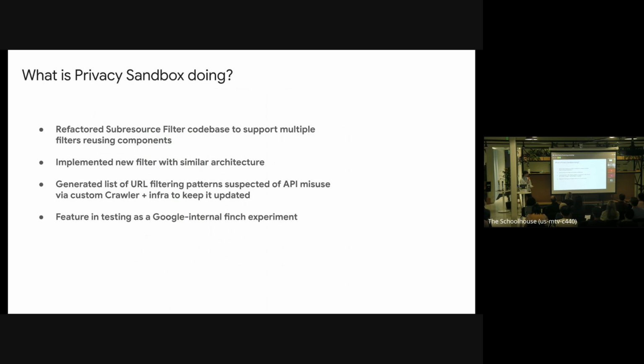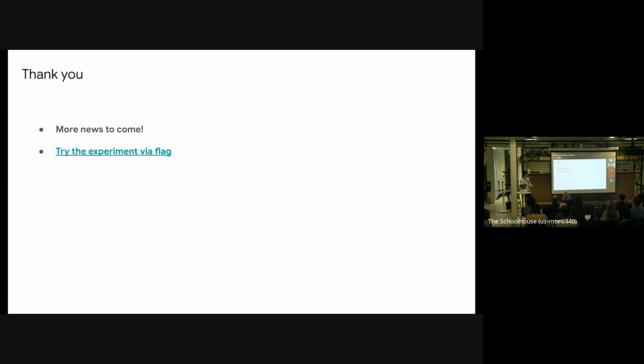So in partnership with the sub-resource filter owners, we refactored the sub-resource filter codebase to support multiple filters. We implemented a new one with similar architecture but different activation conditions. We also have been working, via a custom crawler, on generating a list of URL filtering patterns that we suspect of API misuse, and infrastructure to keep it updated. This is currently in testing as a Google internal experiment. But keep a lookout for more news to come. There's an experiment flag if you are interested in trying it that I linked on these slides. Thanks.